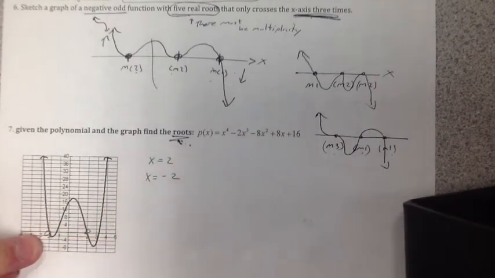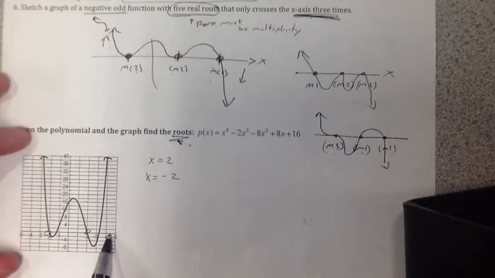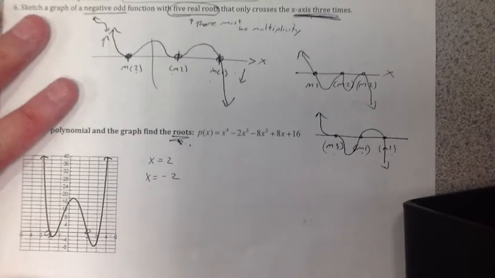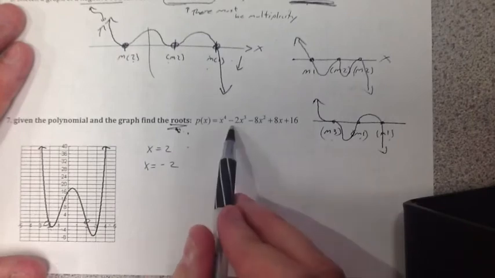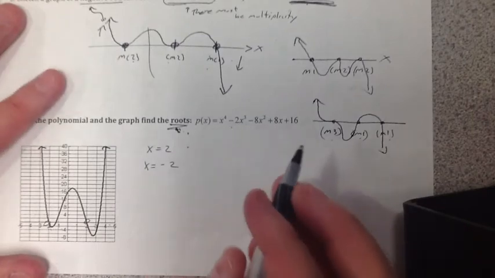Here and here. Now, the other ones look like they're between -2 and 1, and the other one looks like it's between 3 and 4. Now, I want to find their exact roots. So here's what we're going to do. If I'm given 2 of them, I can reduce my polynomial by using synthetic division.